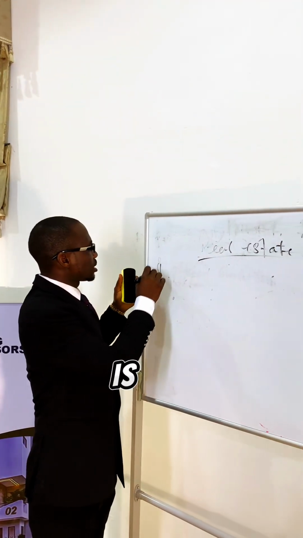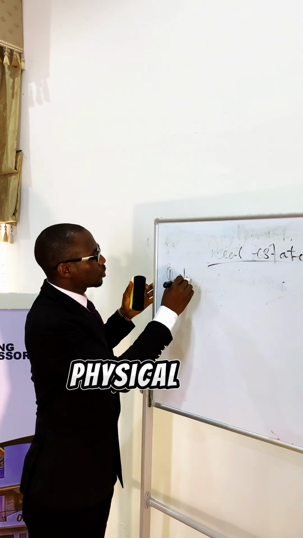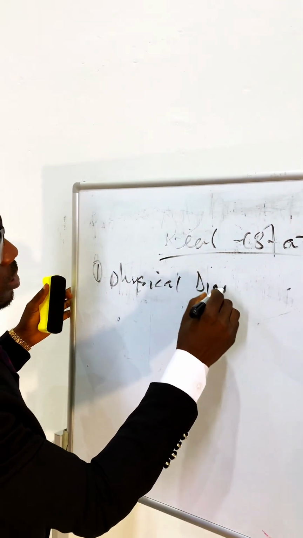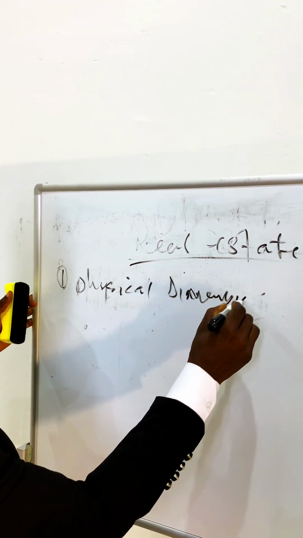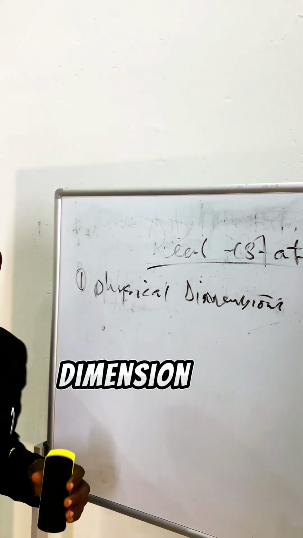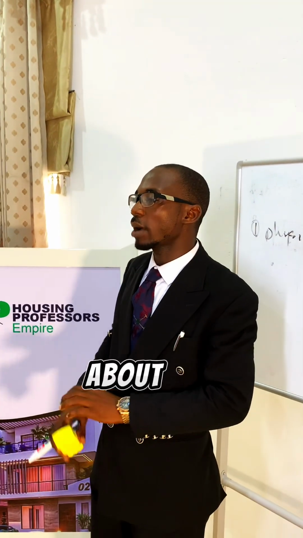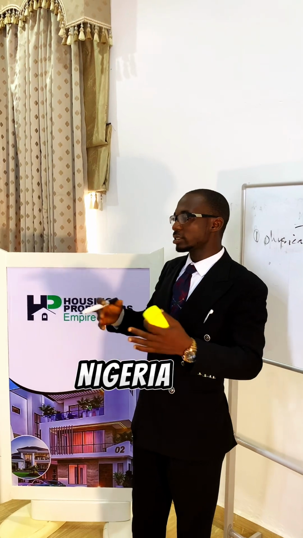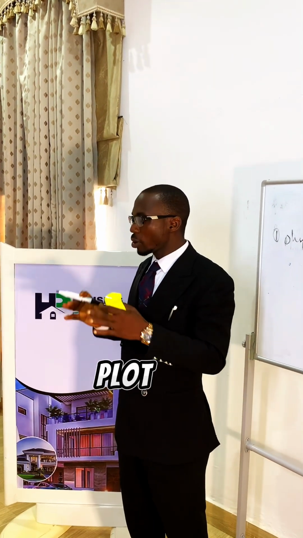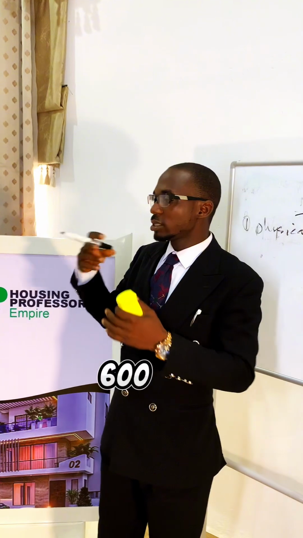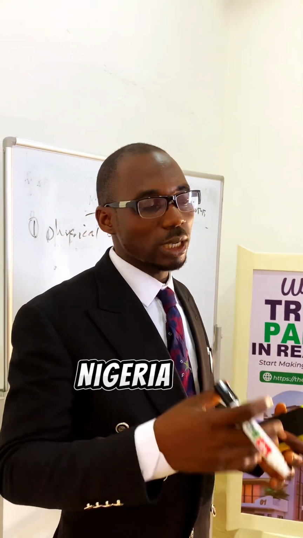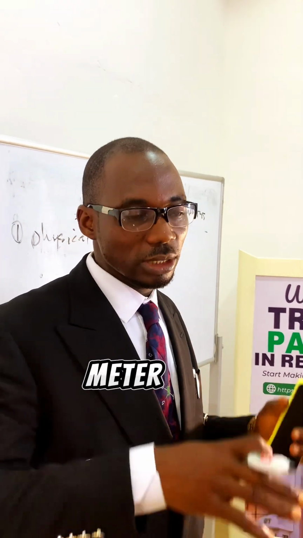The first one is physical dimension. Okay, physical dimension. When you talk about physical dimension, you talk about the land size. I mean the locations and all of that. In Nigeria, the common land plots are 450 square meter, 600 square meter, 1,000 square meter, as the case may be. Some parts of Nigeria like Lagos, they have 250 square meter, even 150, 170 thereabouts.